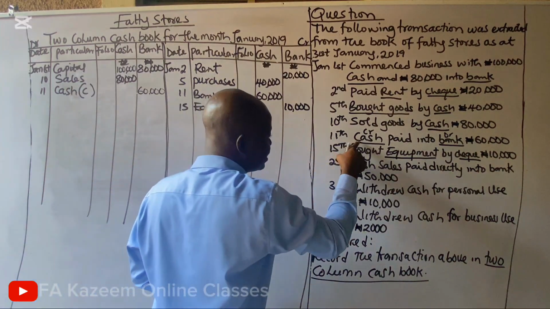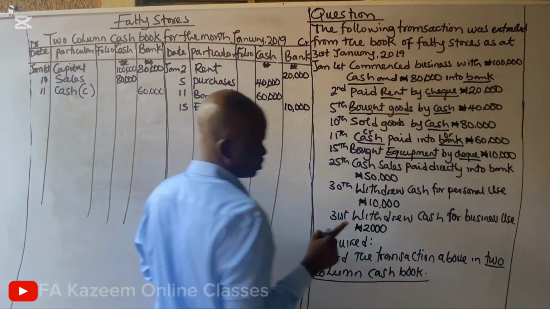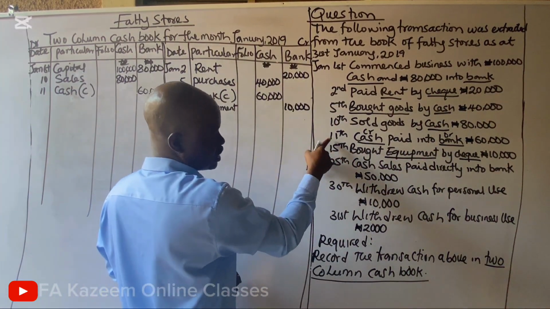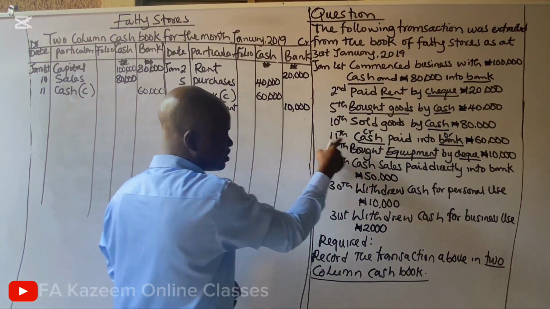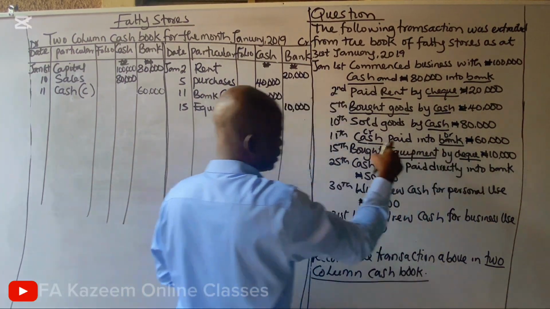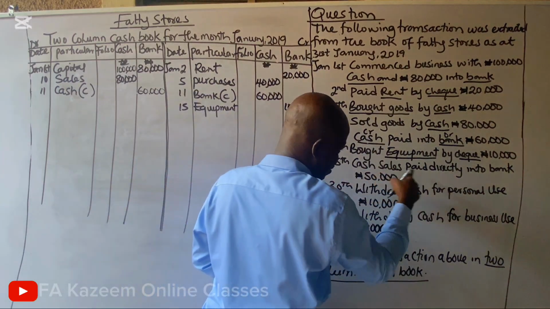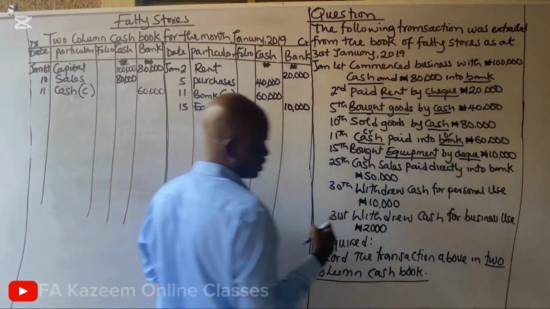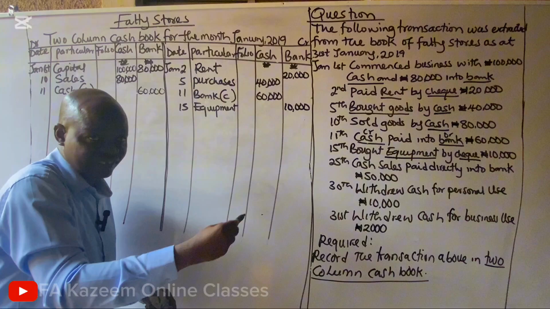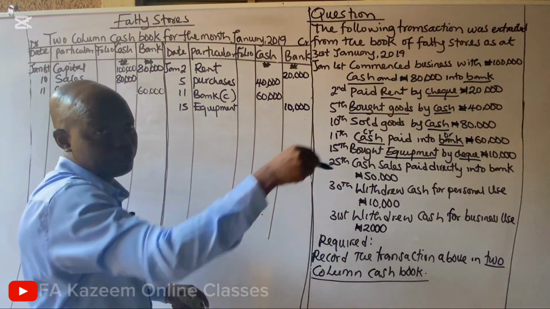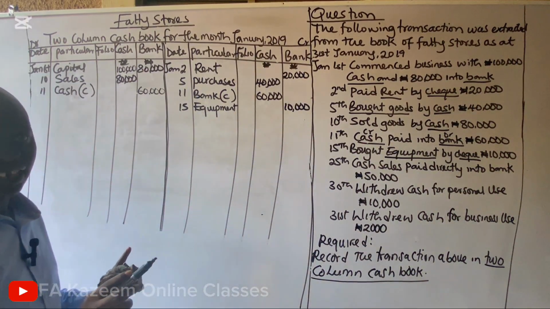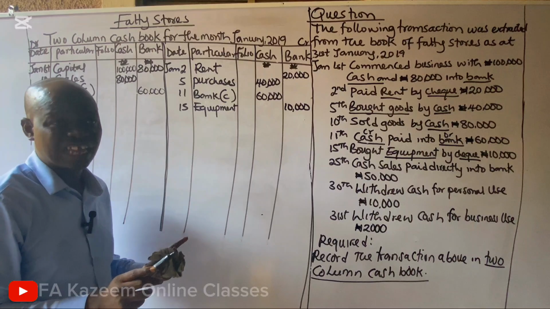On the 25th, and on the 11th are looking alike, but they are not the same. On the 25th said cash paid into bank. That's on the 11th. On the 11th said cash paid into bank. Contra entry. But on the 25th said cash says paid directly into bank. It's like saying, but the money was paid into what? Bank. It's not contra what? Entry.